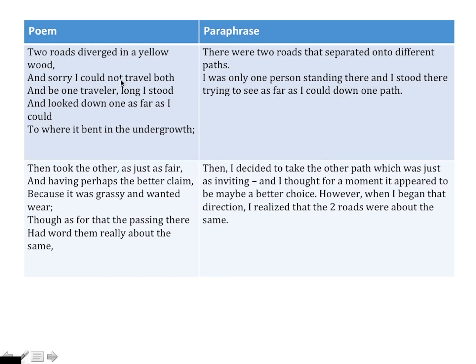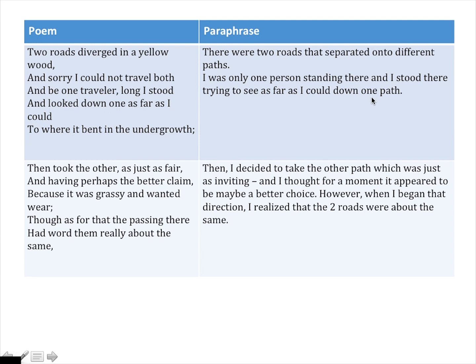So I've taken the first stanza here and then paraphrased it. So just look at the poem for a moment. Two roads diverged in a yellow wood, and sorry I could not travel both, and be one traveler, long I stood, and looked down one as far as I could, to where it bent in the undergrowth. So if I take these ideas and I paraphrase them into my own words, I might say, there were 2 roads that separated onto different paths. I was only one person standing there, and I stood there trying to see as far as I could down that particular path.